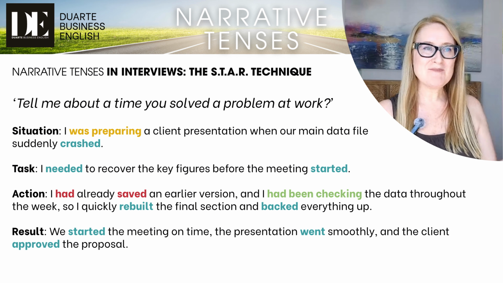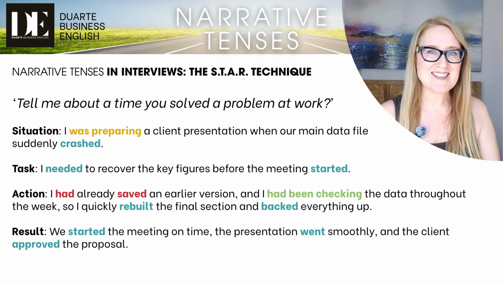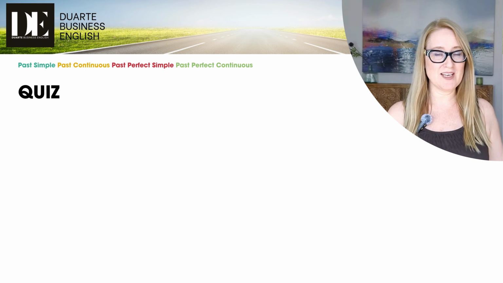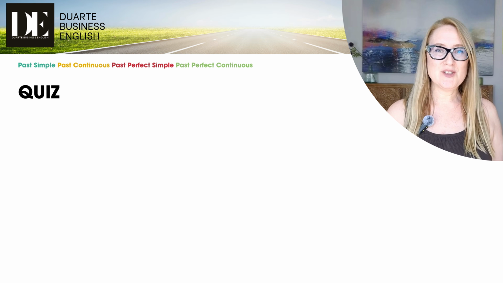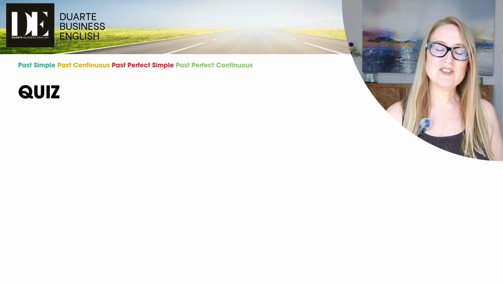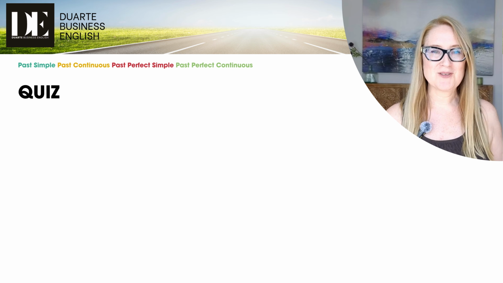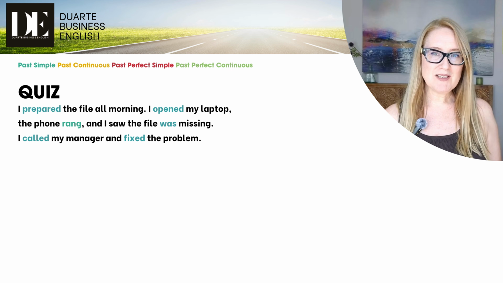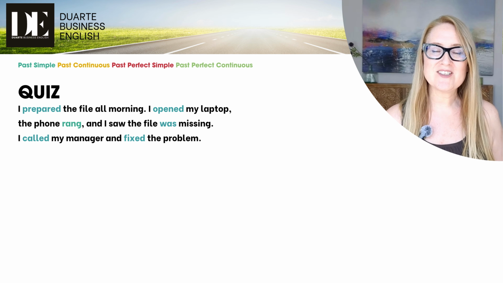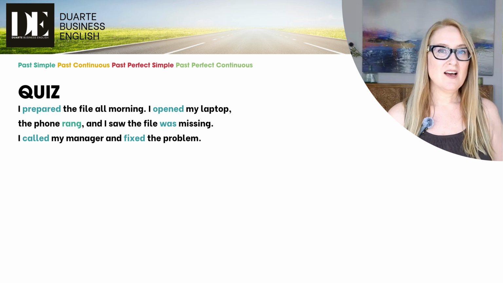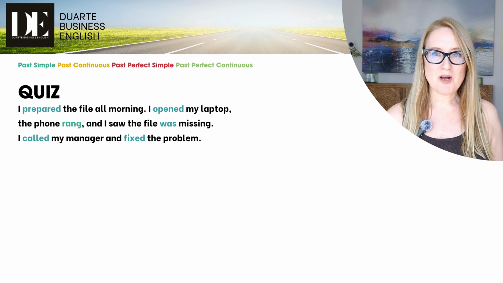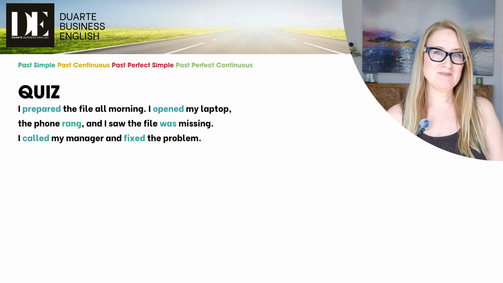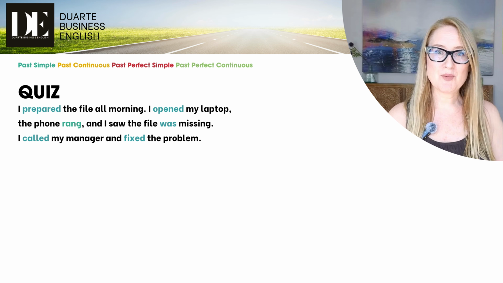But if you notice there, I've mixed together all the narrative tenses. So I'm going to give you a story in past simple. And you need to change this same story into narrative tenses to make it a far better story. Here's your story. I prepared the file all morning. I opened my laptop. The phone rang and I saw the file was missing. I called my manager and fixed the problem. That's the story. Very boring because it's all past simple. It's a very boring story.